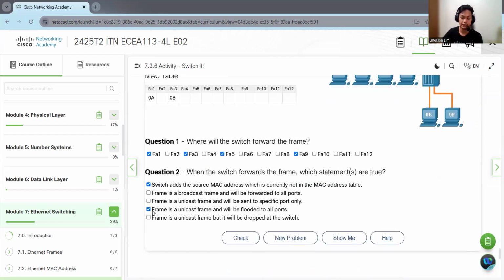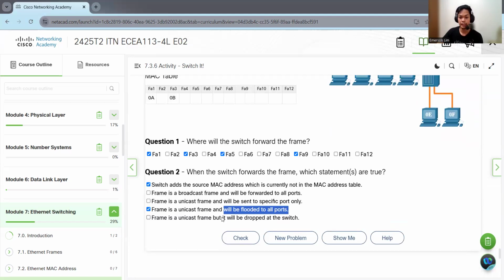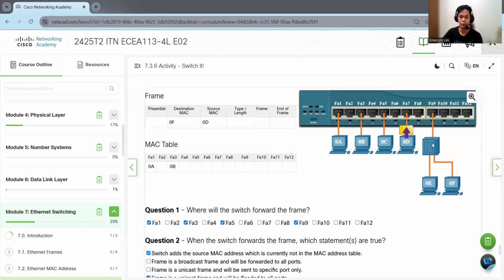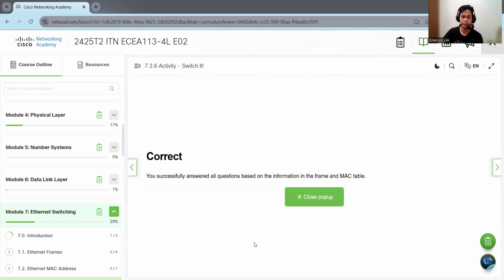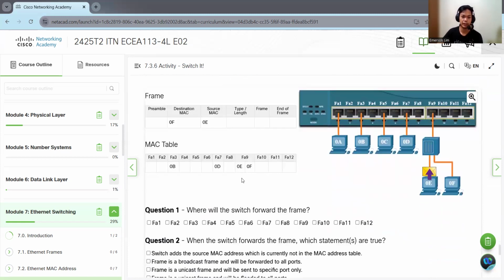Statement 3, I deem this correct because it will be right on the edge. It will be flooded to all ports, which is correct. And lastly, the frame dropped at the switch. It will not be dropped at the switch since it will be continuing to FA9. So check. Yes, correct. Now let's speed run.